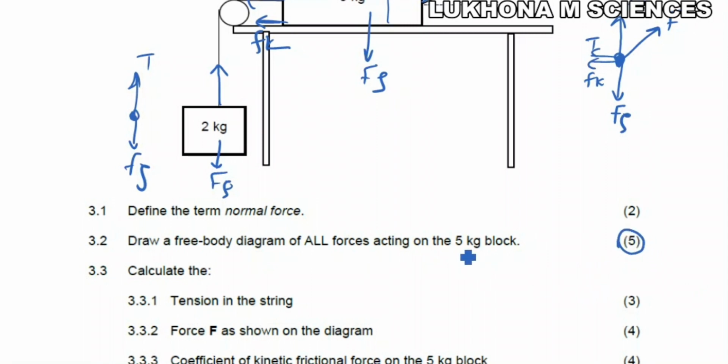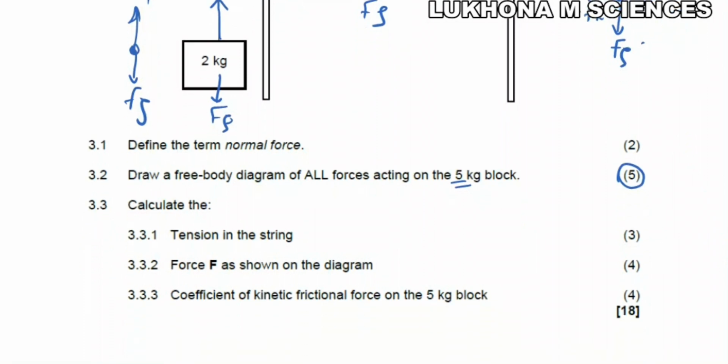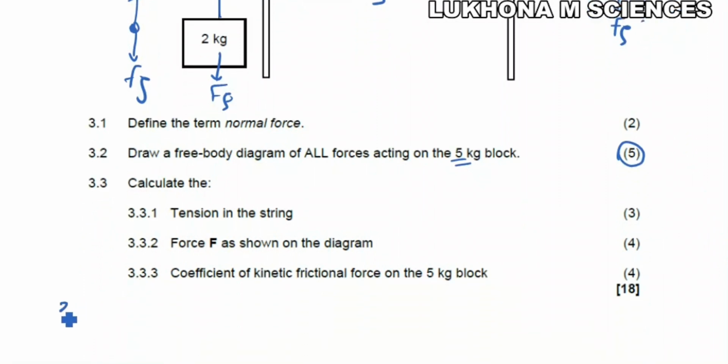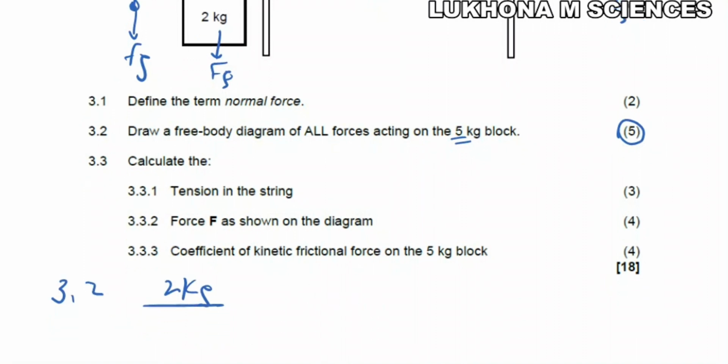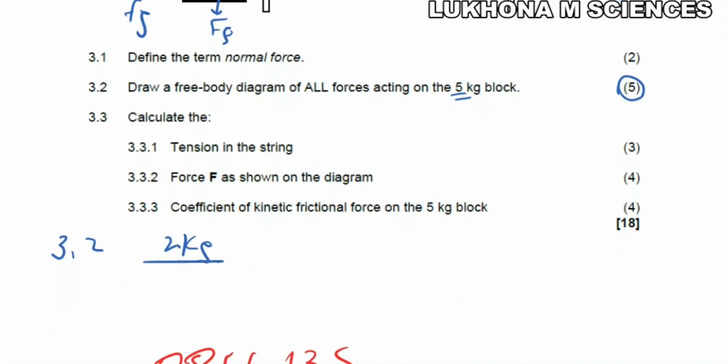There are 5 marks for the 5 kg block, meaning that the forces must be 5. So we have this one, 1, 2, 3, 4, 5. There are 5 forces. So that is the free body diagram. But let's draw it here. So it's 3.2. Let's start with the 2 kg block. 2 kg is very easy. I will just copy. We have a tension going up and Fg, which is going down.